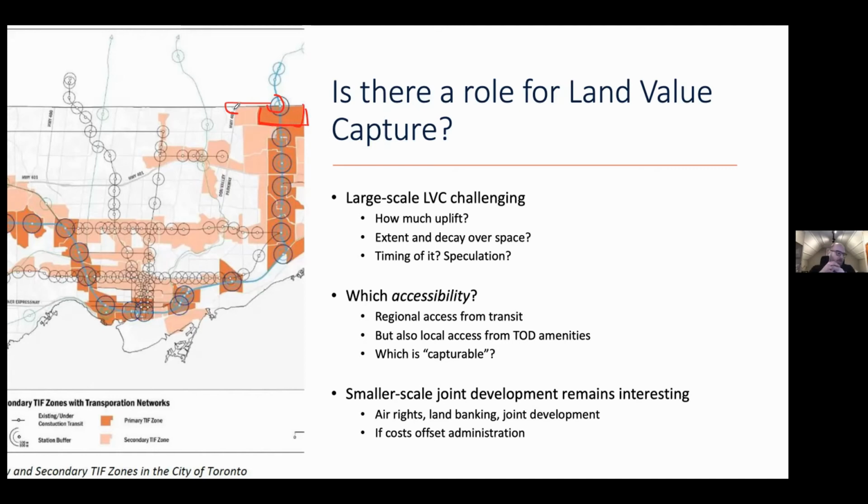To me, one of the trickiest elements with land value capture is just trying to figure out how much value there is to capture. How much uplift would we expect if we built this particular transit project? And how far would it extend from the station? What's the rate of decay in that effect as distance increases? Does it go down 1% every 100 meters up to a distance of 800 meters? What's the timing of it?